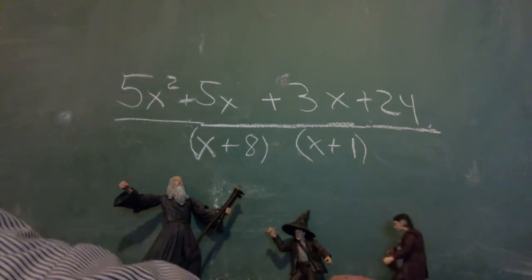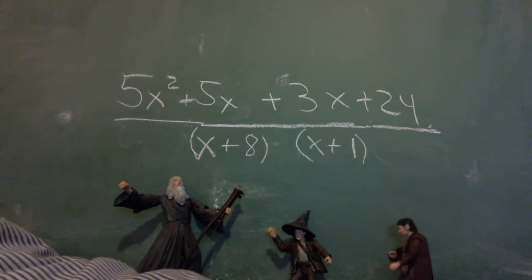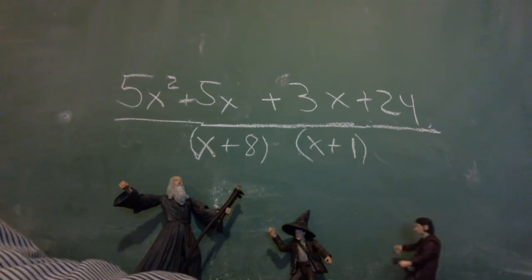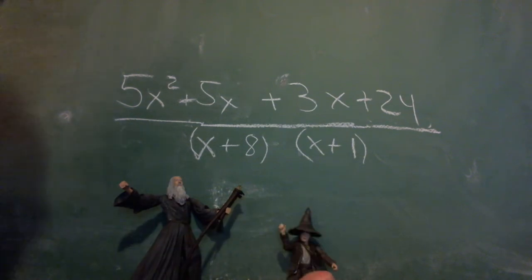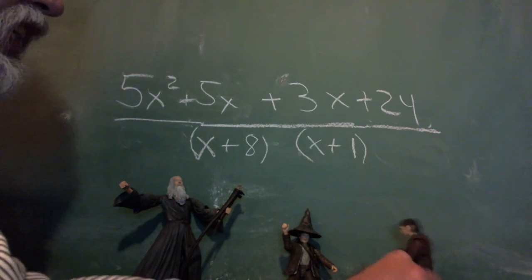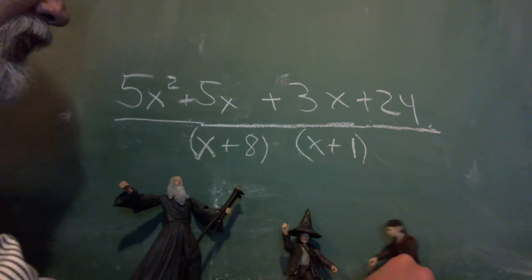Oh, Sam, I've multiplied everything out. And in the numerator, what do I do now? I think, Mr. Frodo, you should just add like terms. Crikey, that's easy. Let's do that.